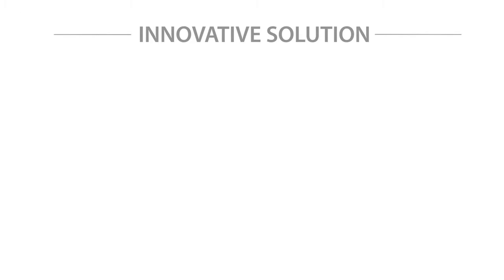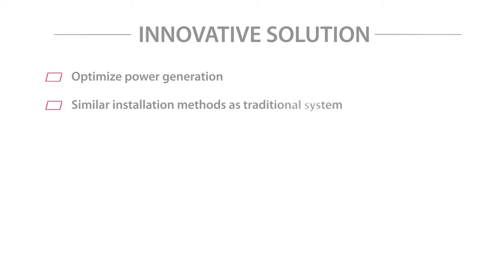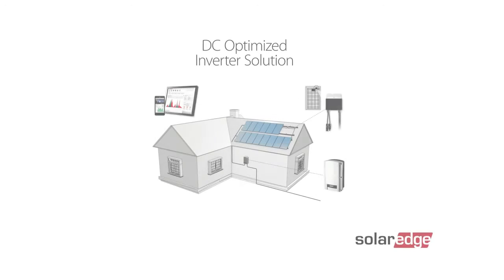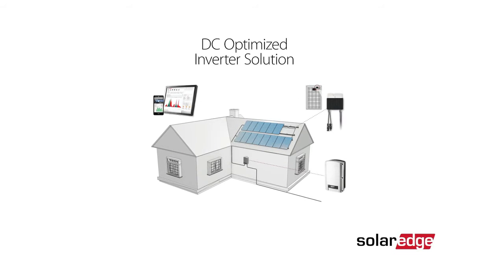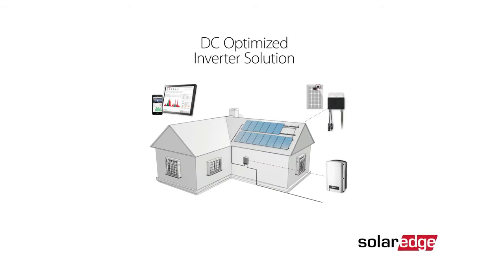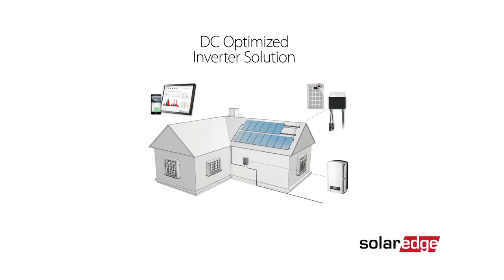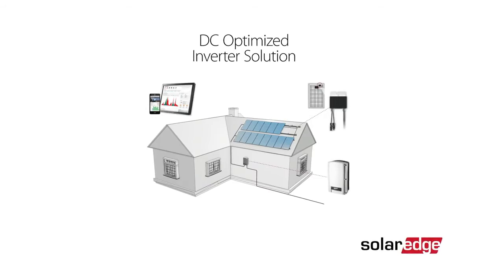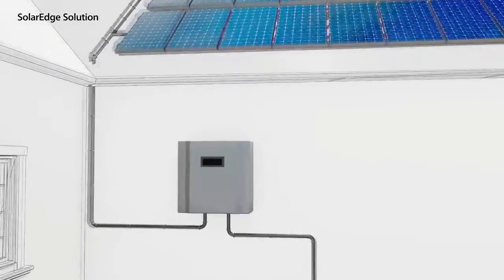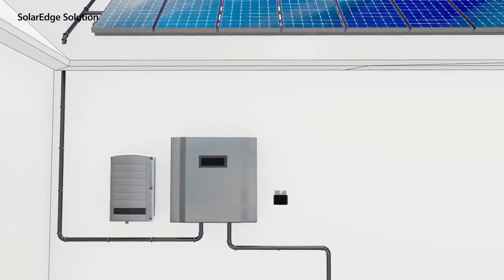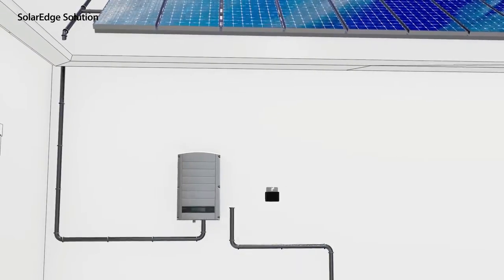When we started to develop the SolarEdge solution, we defined 3 goals: to optimize power generation of each panel individually, to use the same installation methods and components used to install traditional inverter systems, and to compete with the cost of such systems. Eventually, we developed a topology that meets all of these goals. The SolarEdge DC optimized inverter topology combines the best of both worlds. Our solution splits the traditional inverter functionality into 2 products: the power optimizer and a simplified inverter.